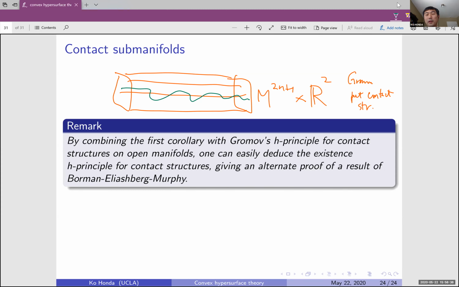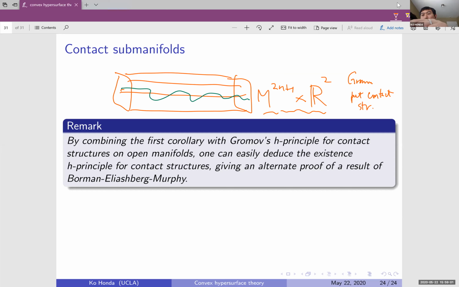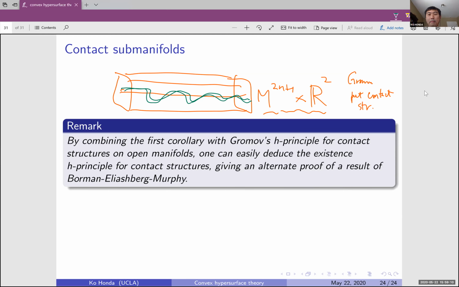So Gromov's h-principle tells you that you can find a contact structure on this thing, right? And then you can use the existence h-principle for contact submanifolds to construct this thing, which is contact, right? And basically it has the same homotopy type as the thing you started with. That you have to check, but it has the same homotopy type as the thing you started out with.